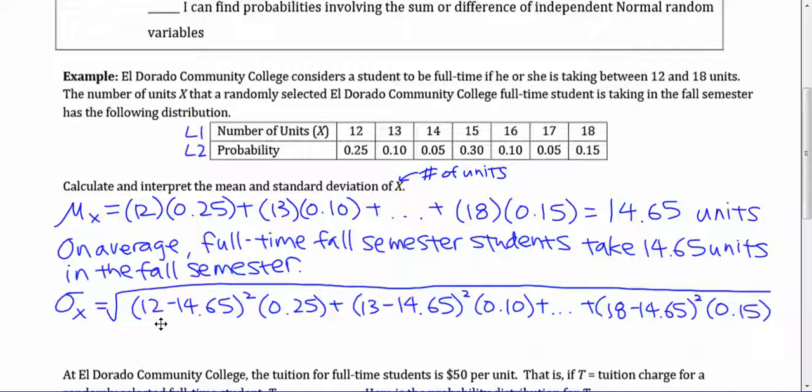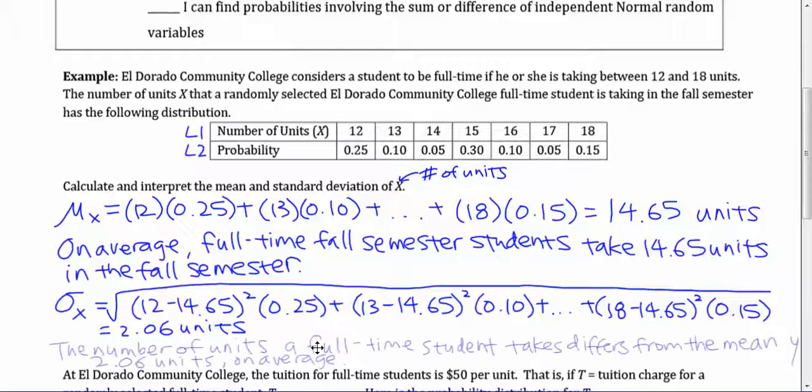Of course, your answer, most of you guys probably got that part, is 2.06 units. So for your interpretation of that, if you did something like the number of units a full-time student takes differs from the mean by 2.06 units on average, something like that, that would be a correct interpretation.